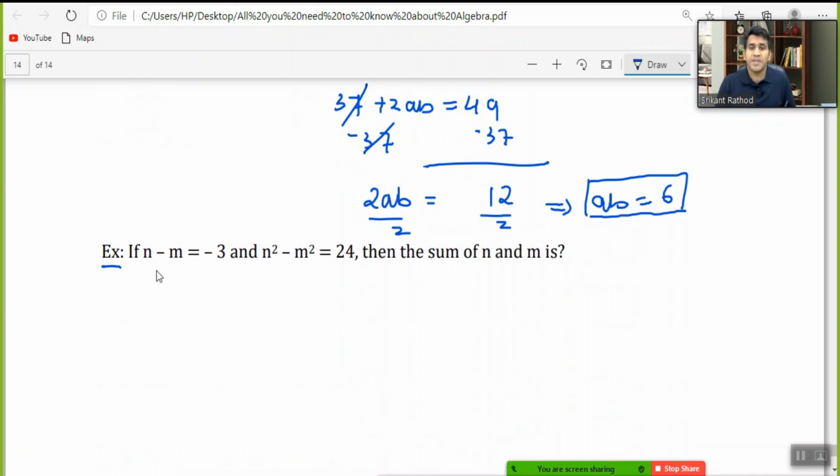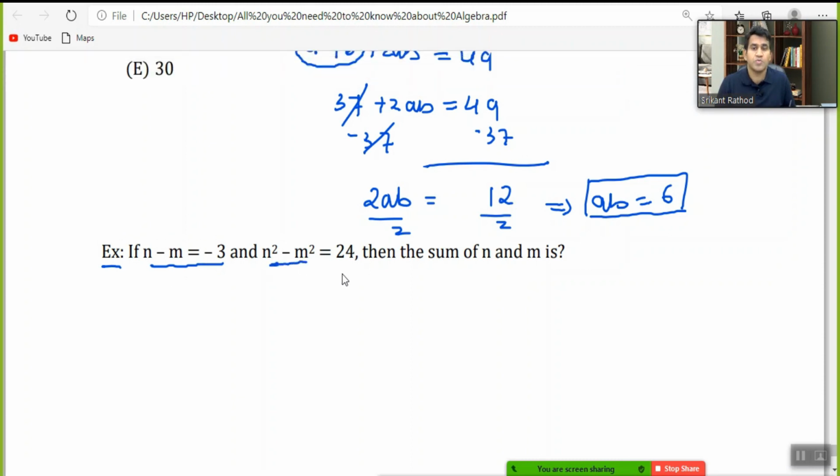If m minus n is equal to negative 3 and n square minus m square is equal to 24. Here they are saying n minus m is equal to minus 3, n square minus m square is equal to 24. Then the sum of m and n is, basically they are asking what is the value of n plus m. They are asking you what is the value of n plus m, right? So how do I get that?